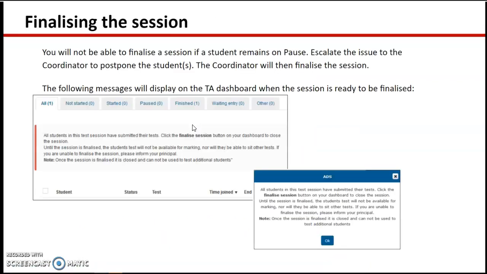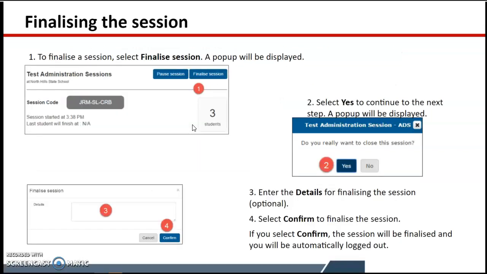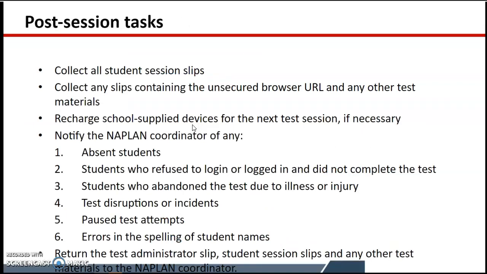Once all the students have finished, the test session will need to be finalised. You are able to do that by pressing the relevant button, which is on the top right of the screen. Finally, after the session, there are a number of tasks that need to be done. Most of these will be done by the leader in charge. One thing to be aware of, though, the pieces of paper with the student logins and any writing that they've done on those need to be collected and handed in to the test coordinator.